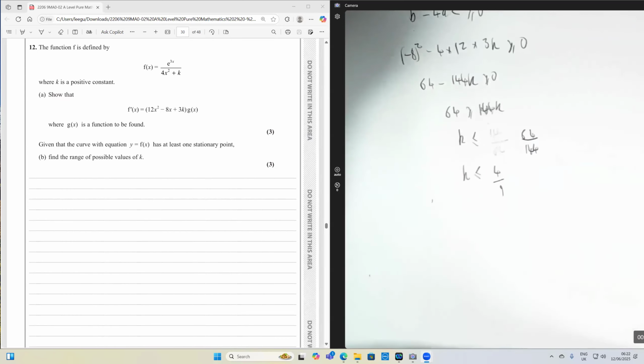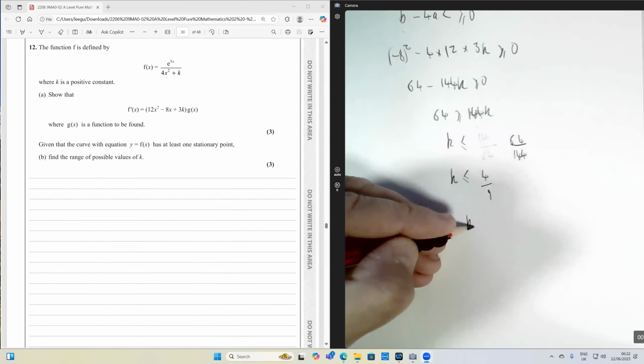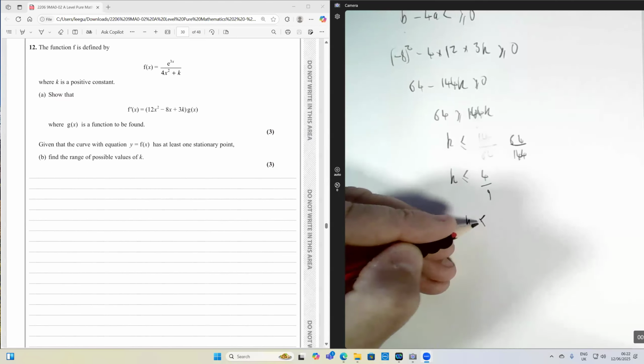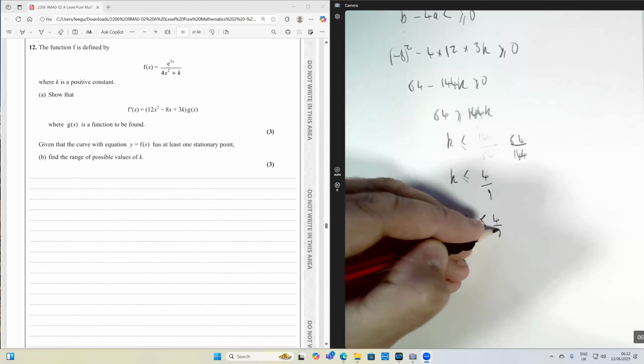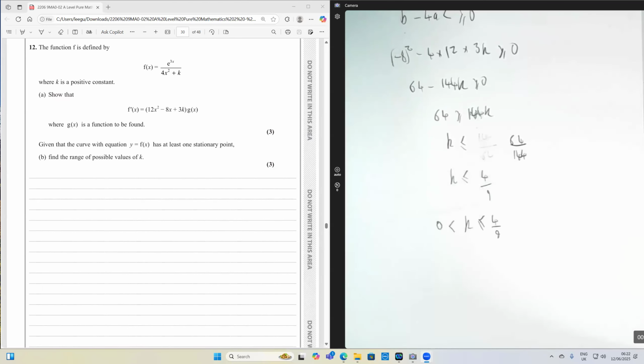Now, let's think about that. So the range of values of k that we're going to have is that k has to be less than or equal to 4 over 9, but it needs to be greater than 0. Okay, that is perfect. And that is going to be our range of values for k.